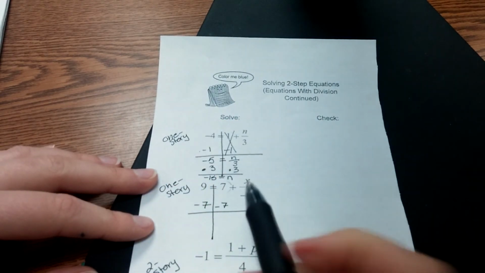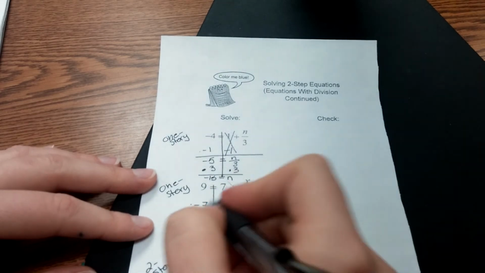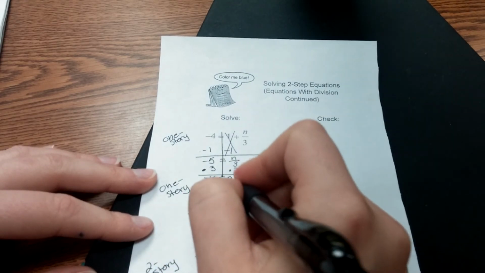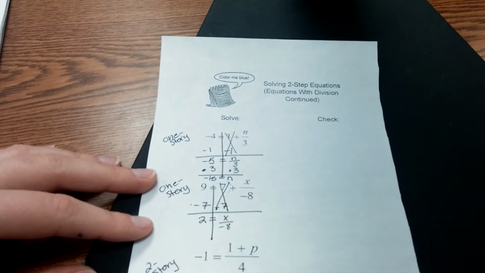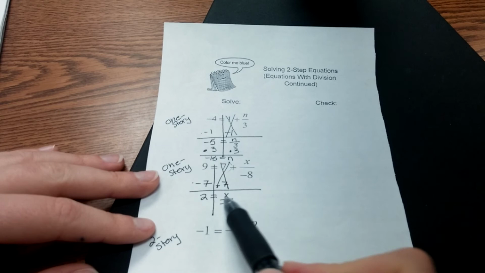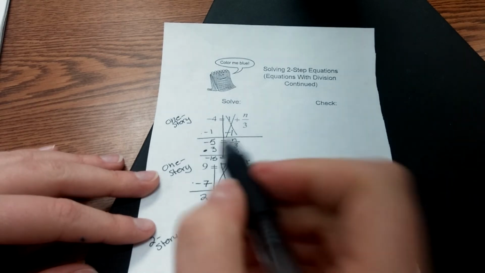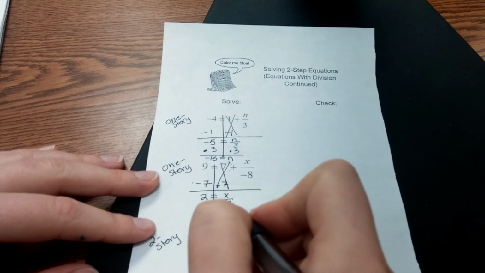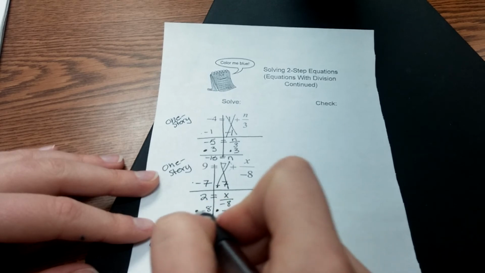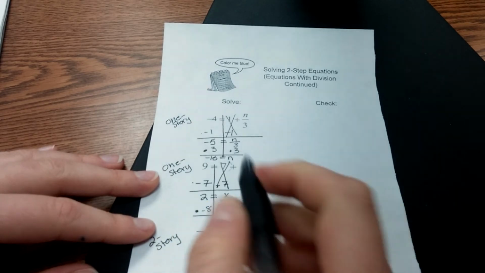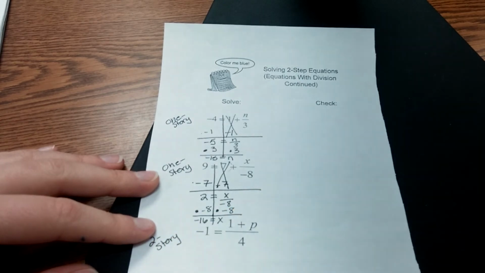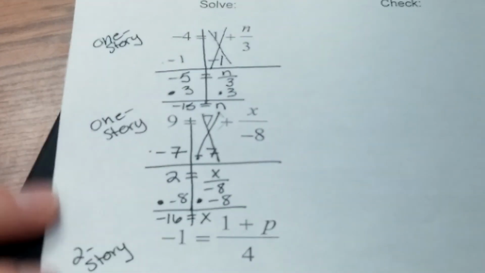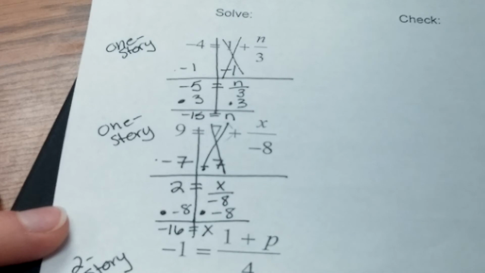And then I look at what I have left. 9 minus 7 is 2. These two guys are gone, they're canceled, and I have x over negative 8. I see division, so I'm going to use multiplication. I'm going to multiply by a negative 8, because that's what I divided by. And 2 times negative 8 is negative 16, and negative 16 is equal to x. Okay, zoom in a little bit so you can get a better look at those two. Those are both one-story problems.